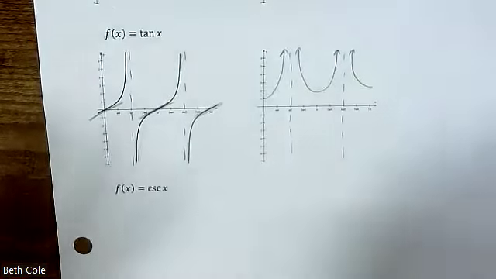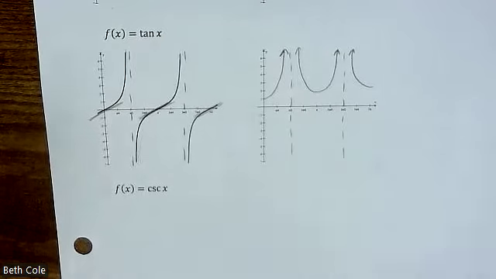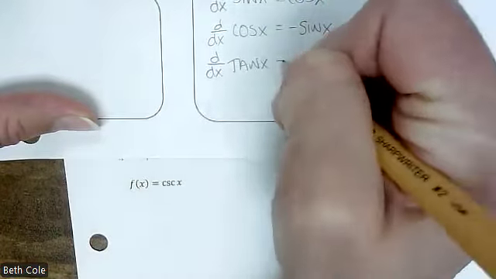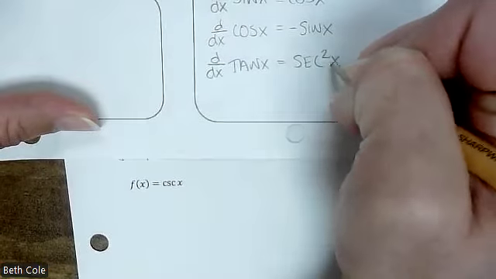To keep it positive, you're going to square it. So this is the graph of secant squared. It's the secant graph, but it's always positive. So when you go and put that on your little bubble sheet, your derivative of tangent is secant squared.